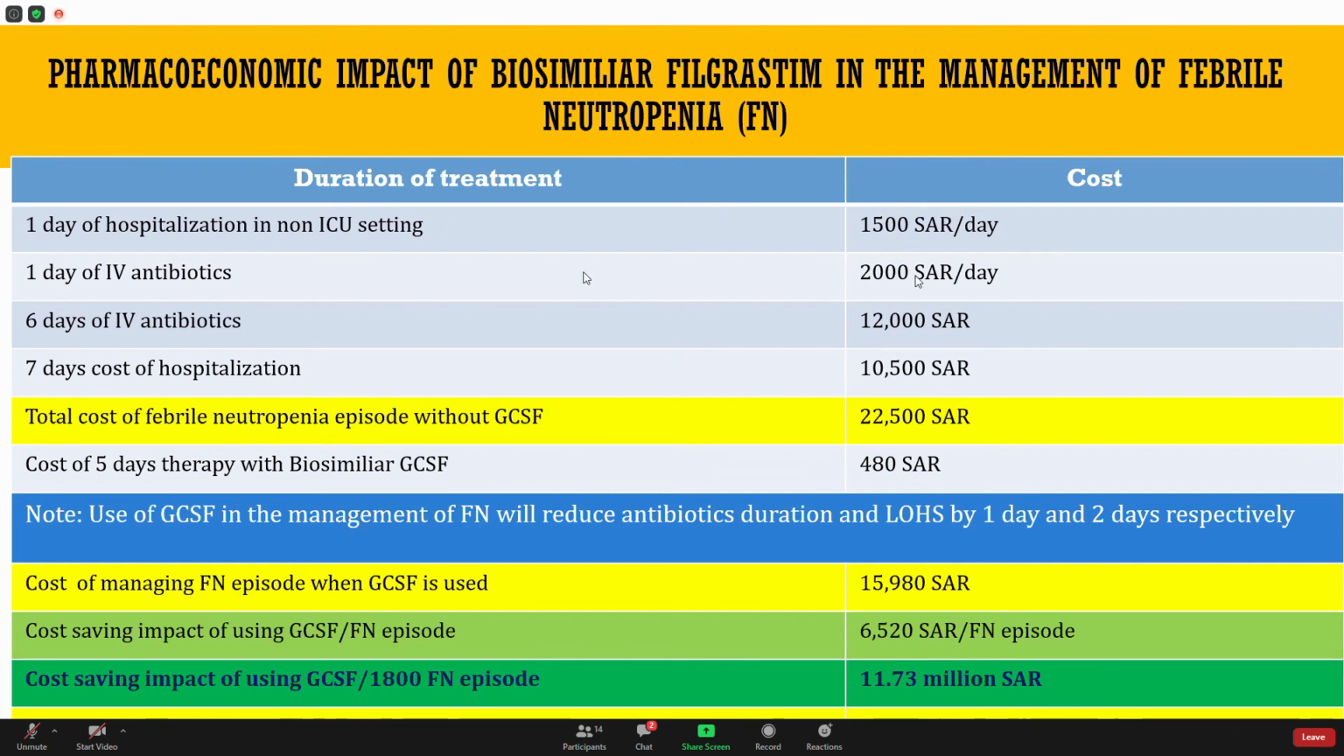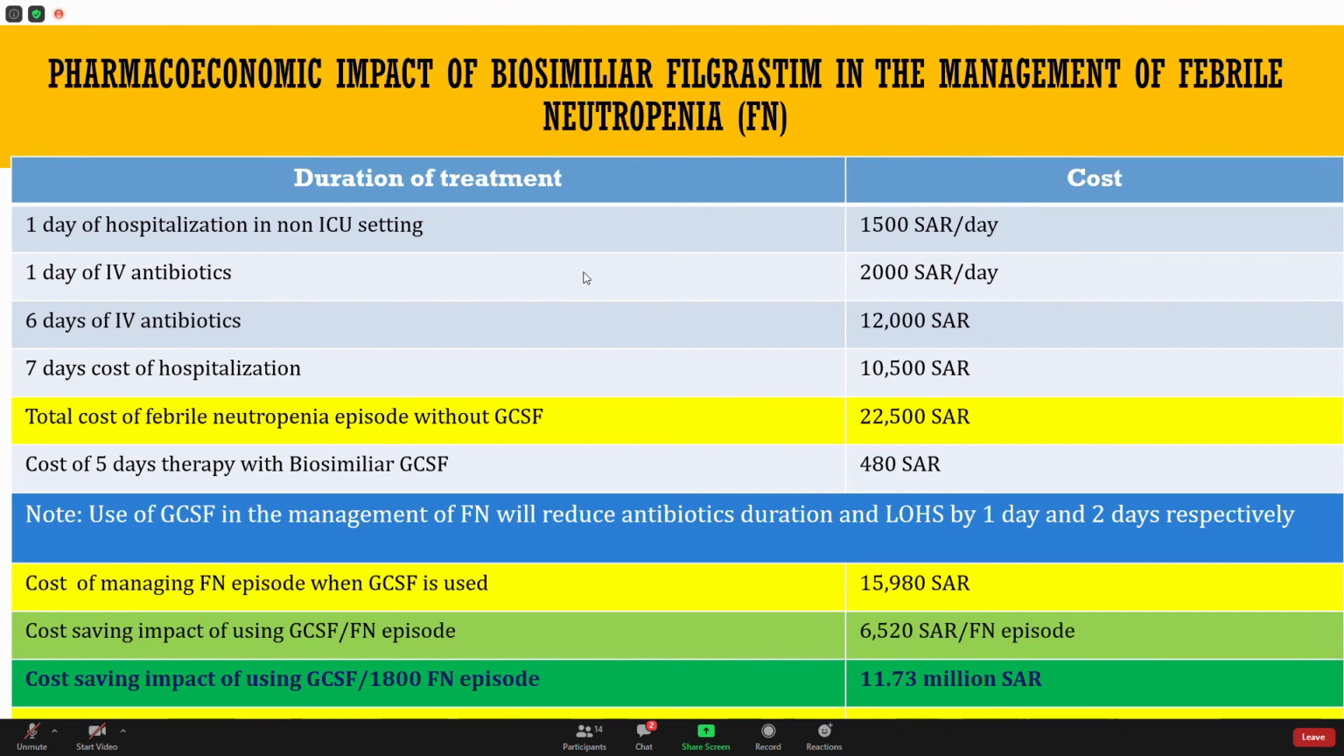1 day of IV antibiotics in my hospital is 2,000 reals. 6 days of IV antibiotics is 12,000 reals, and 7 days cost of the hospital is 10,500 reals. So the direct cost of the febrile neutropenia episode without GCSF is 22,500, and if I use biosimilar filgrastim, which is much cheaper than the Neupogen, it's going to cost even less than 480 reals. So if I use filgrastim, we'll spend 16,000. If we do not use filgrastim, we'll spend more money. So we'll be saving around 6,500 reals per febrile neutropenia episode per patient if we use filgrastim.